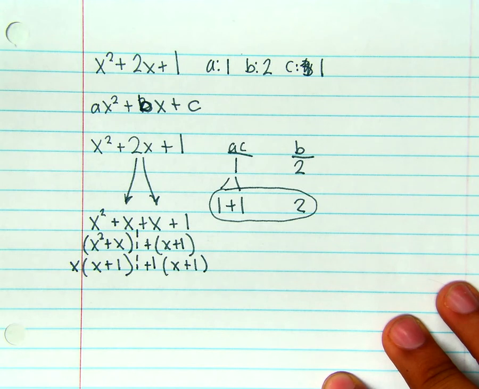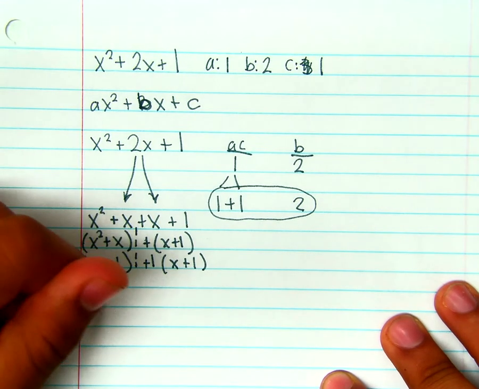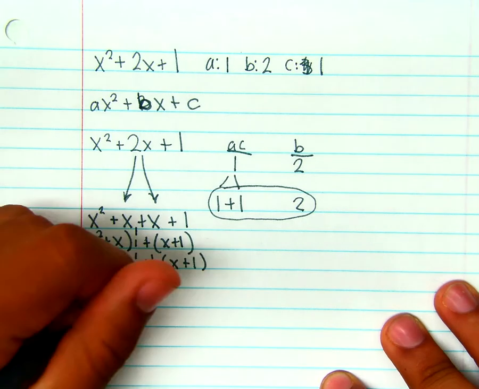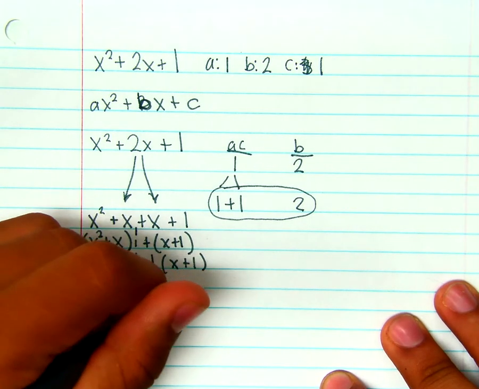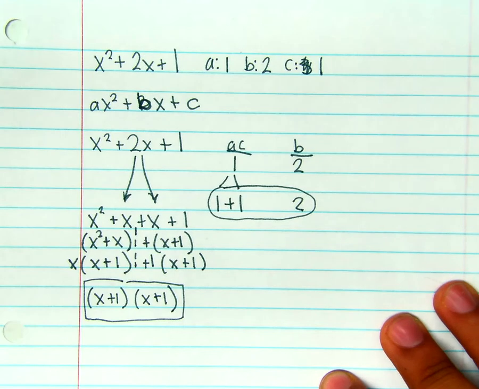Yeah, so we're going to factor out that common factor of x plus 1. So once we factor that out, we have x plus 1, and then we're left with the x plus the 1, and that's going to go in the parentheses. And that is our answer.